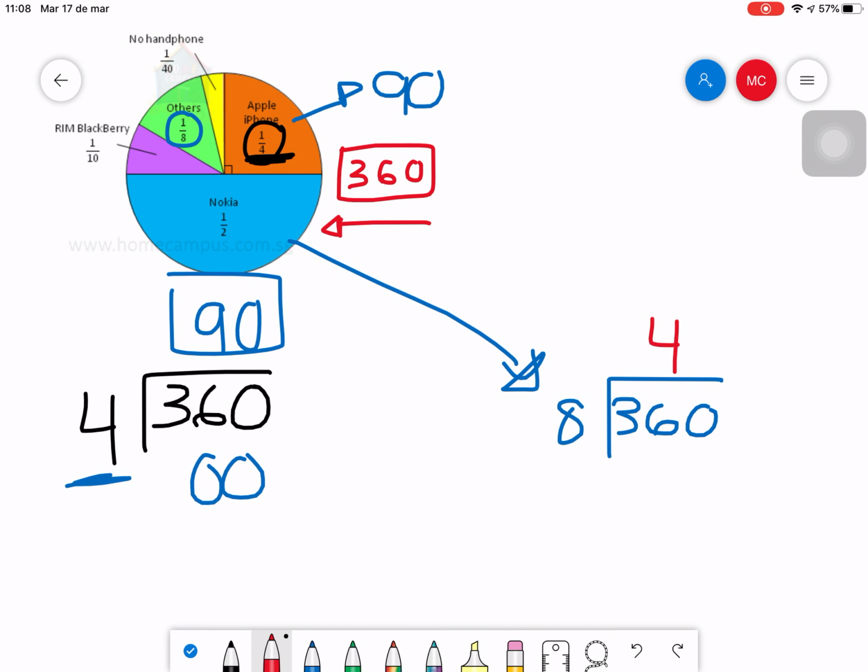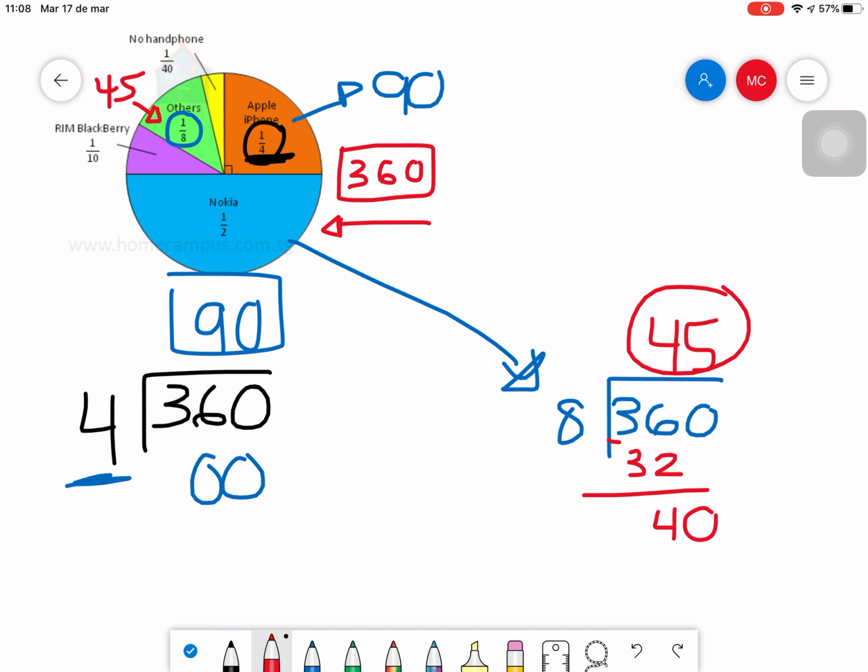4 times 8 is 32. To get to 36, it is 4, and I am left with 4. I put down the 0, and I say how many times does 8 fit in 40? That is 5. That means 1/8 of these people is 45. Okay, so 45 people said others.